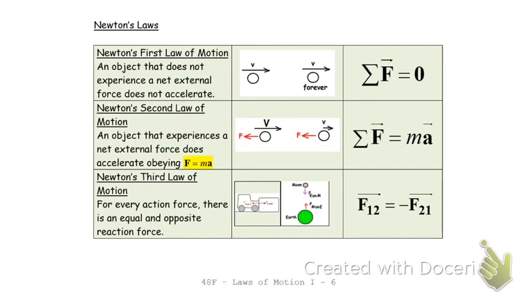So what Newton came up with, and really from Galileo's work, was that if an object is rolling and there's no external forces acting on it, it will continue rolling the same direction with the same speed forever. So Newton's first law says an object that does not experience a net, meaning overall, external force, meaning it's from the outside, like a pushing force, does not accelerate. Acceleration equals the change in velocity with time. So it does not speed up, it does not slow down, it does not go around a corner.